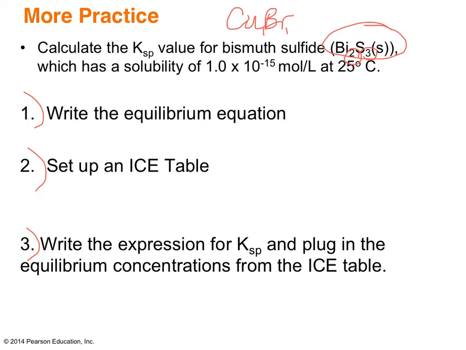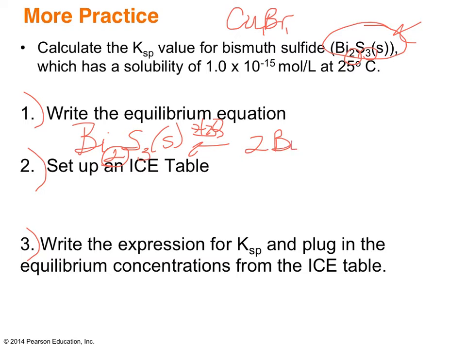So first you want to write an equilibrium expression for the dissolution of bismuth sulfide. If you can do that, go ahead and shut the video down. Try to do it yourself first because I'm going to write it out now. All right, so we get 2 bismuth cations.